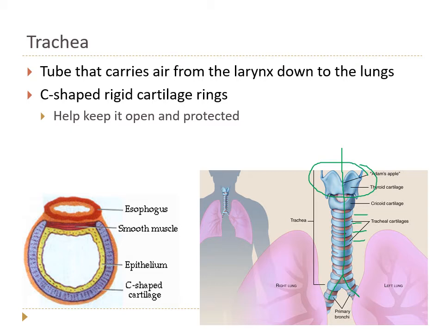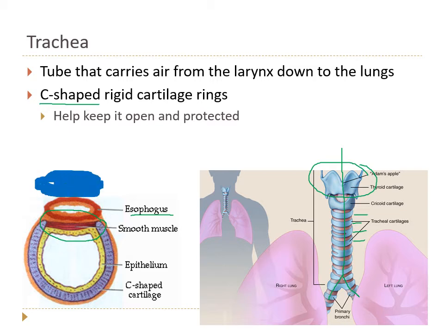But the tracheal cartilages are only a C-shaped ring. So they keep it open, but on the posterior surface back here, there's just a membrane. And the reason for that is sitting right behind is the esophagus. And what you can't see here, but right behind the esophagus is your spine. So there's not a lot of room there.